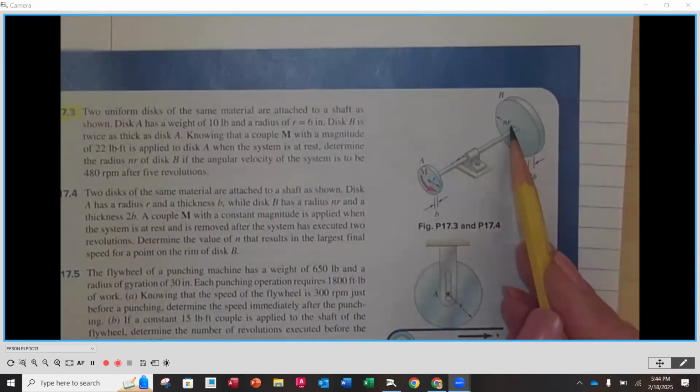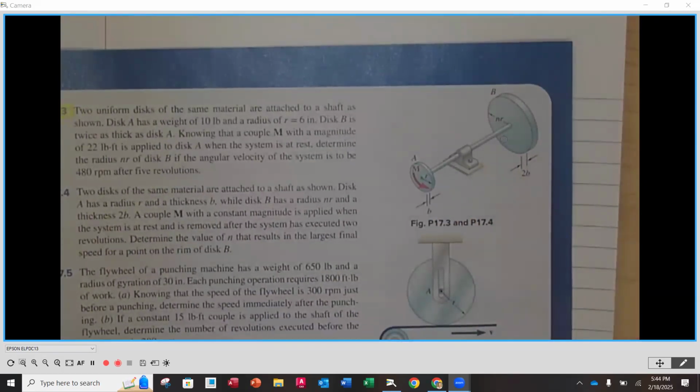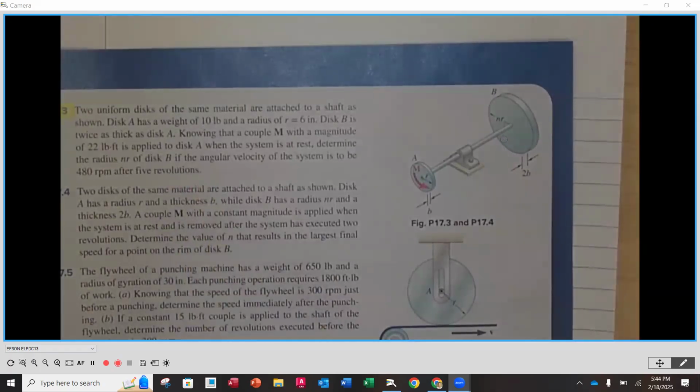Now, if you look, R is the same in both cases. So n is just a multiplier, and that multiplier we're going to have to solve for to get that radius of disc B, when the angular velocity of the system is 480 RPM after 5 revolutions. Okay, so that's the problem that we're going to be looking at.